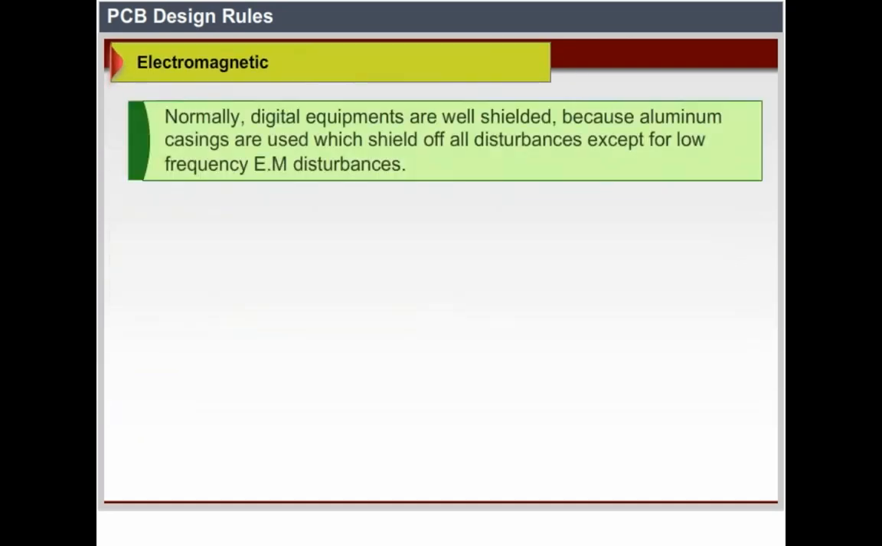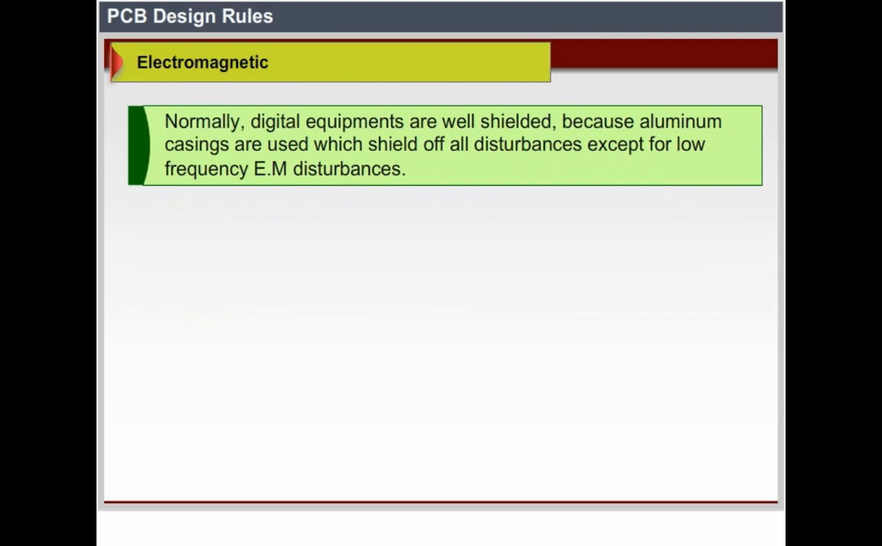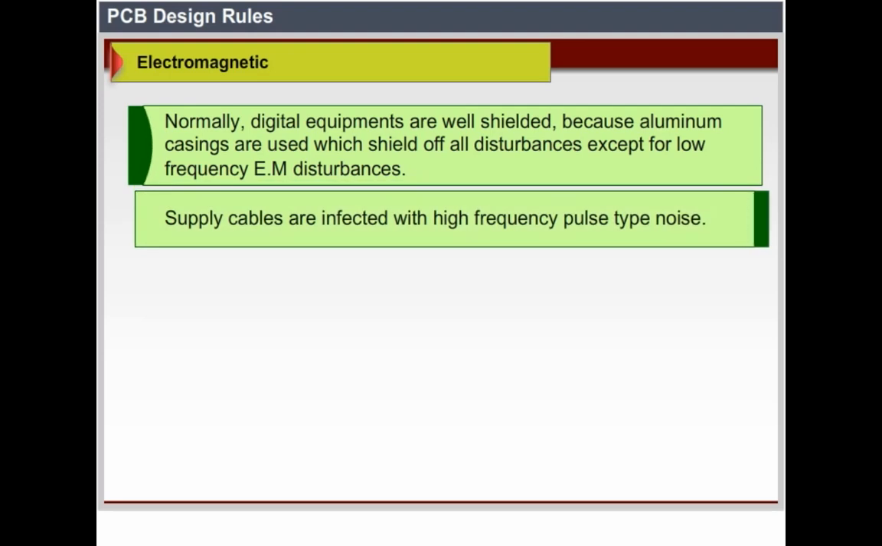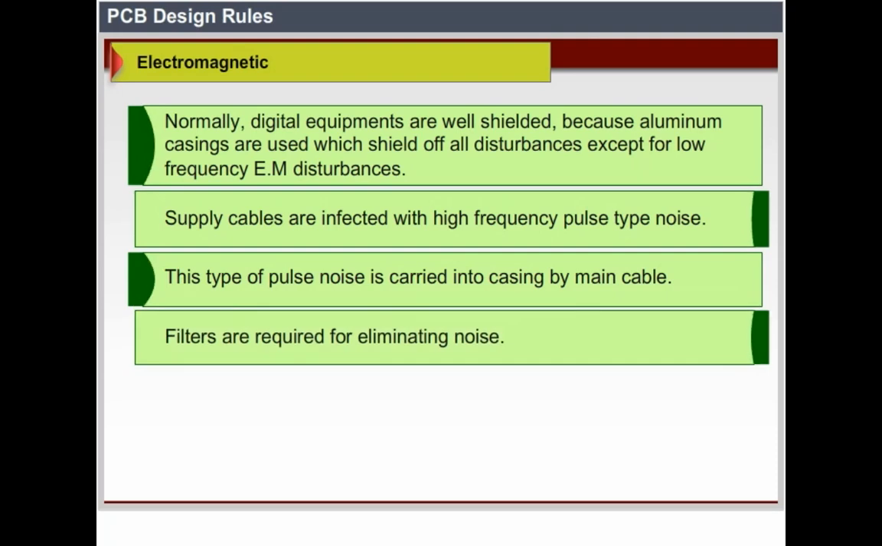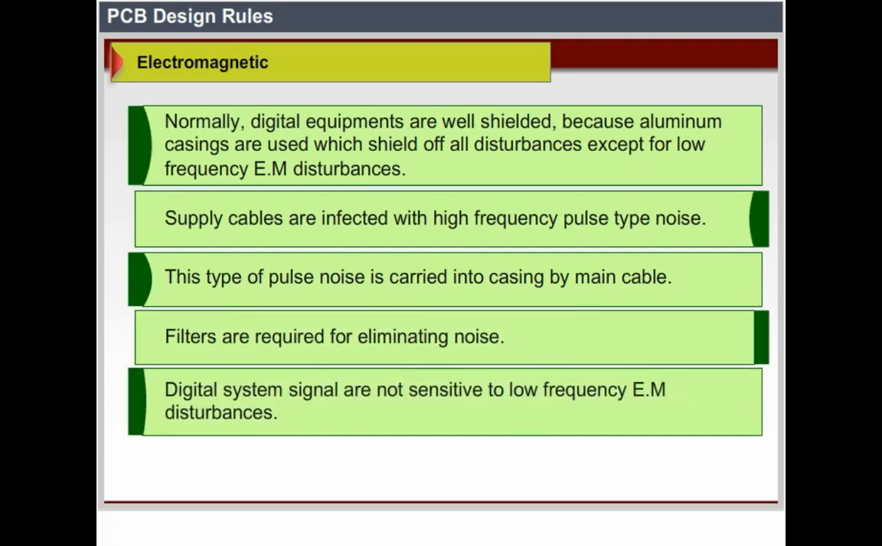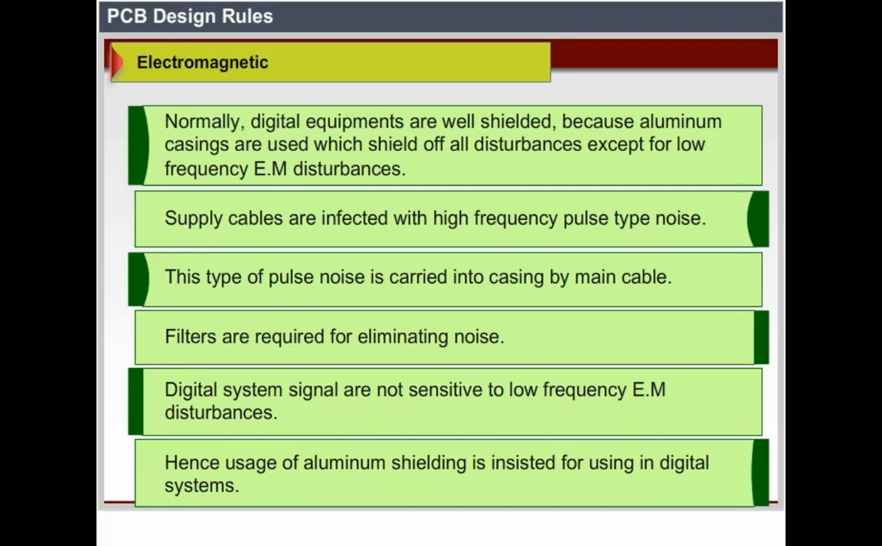Electromagnetic. Normally, digital equipment is well shielded because aluminum casings are used, which shield off all disturbances except low frequency electromagnetic disturbances. Supply cables are infected with high frequency pulse type noise. This pulse noise is carried into the casing by the main cable. Filters are required for eliminating this noise. Digital system signals are not sensitive to low frequency EM disturbances, so only aluminum shielding is used in digital systems.